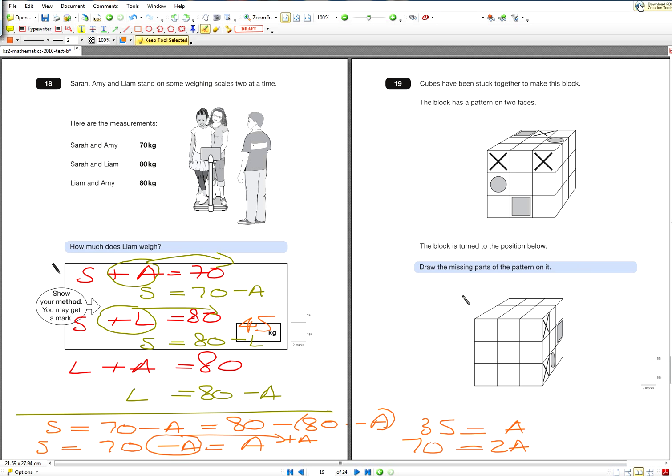Question number 19. Cubes have been stuck together. The block is turned to the position below. Draw the missing parts of the pattern. So we should have a cross here. Good. We should have a square here, and a square there. We should have a circle here. There you go. So when you turn that block around, this is what you should have left over on that side.